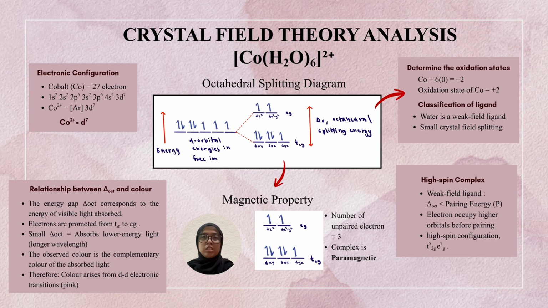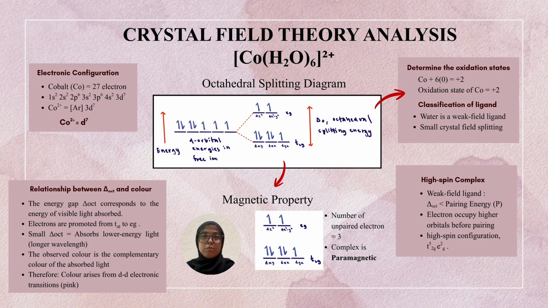Next, I will explain the crystal field theory analysis for the hexaaquacobalt ion. In this complex, water is a neutral ligand, so the oxidation state of cobalt is +2. Therefore, cobalt 2+ has a 3d7 electronic configuration. According to crystal field theory, when 6 water ligands surround the cobalt ion in an octahedral arrangement, the 5 degenerate d orbitals split into 2 energy levels, which are 3 lower energy t2g orbitals and 2 higher energy eg orbitals. The energy difference between these two sets of orbitals is known as the octahedral crystal field splitting energy, delta O. Since water is a weak field ligand, it produces a relatively small delta O.